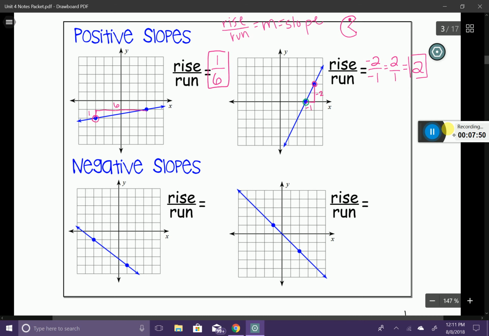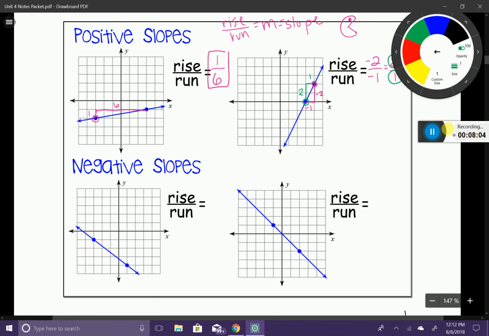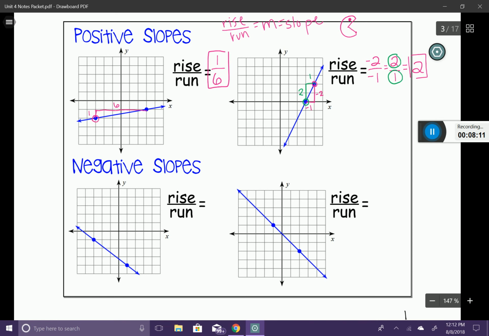If I rise, I'm going to rise +2, and I'm going to run +1, giving me that rise of 2 and my run of 1, giving me the answer of 2. So no matter what, as long as you do the math correctly, you should have a positive number at the end of this problem because it is a positive slope. You can always check yourself just by looking at the picture, and it's a picture of a positive slope, so the number should be positive as well.